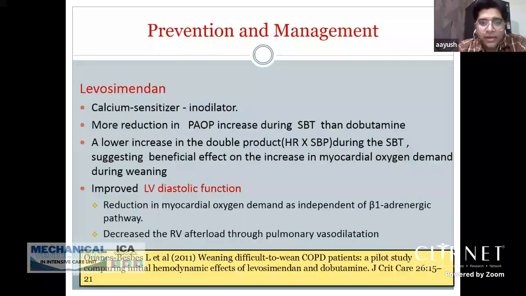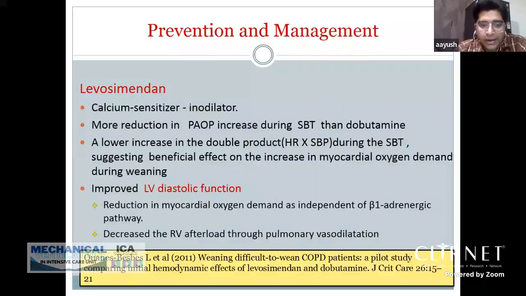Coming to certain other drugs which can be used to treat weaning-induced pulmonary dysfunction, quite often we are very fond of using levosimendan. Levosimendan is a calcium sensitizer and also acts on the potassium channels. It is predominantly an inodilator, so it has both inotropic as well as vasodilator properties. And it has been found in studies done majorly by Aayush Chawla that there was quite significant reduction in pulmonary artery pressure and increase in SBT success when compared with dobutamine. So instead of dobutamine, prefer using levosimendan.